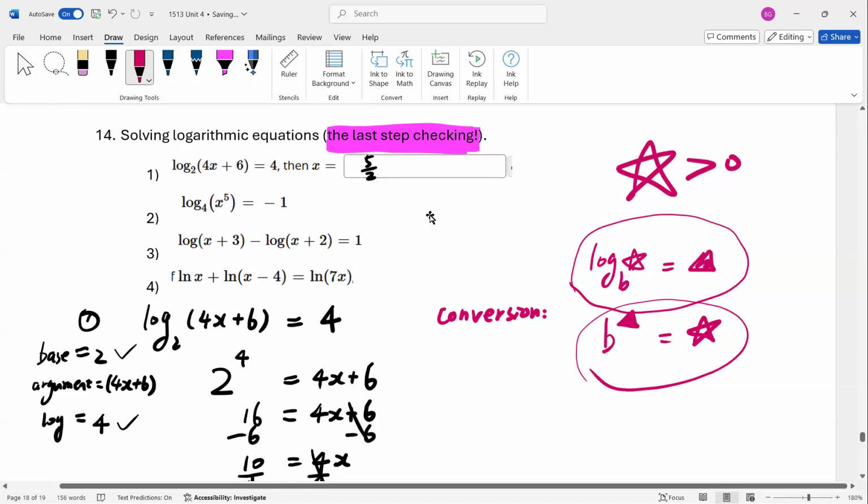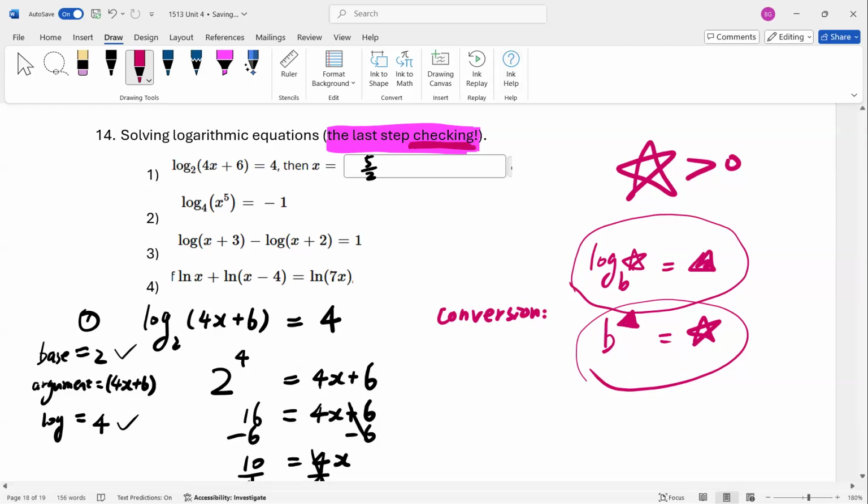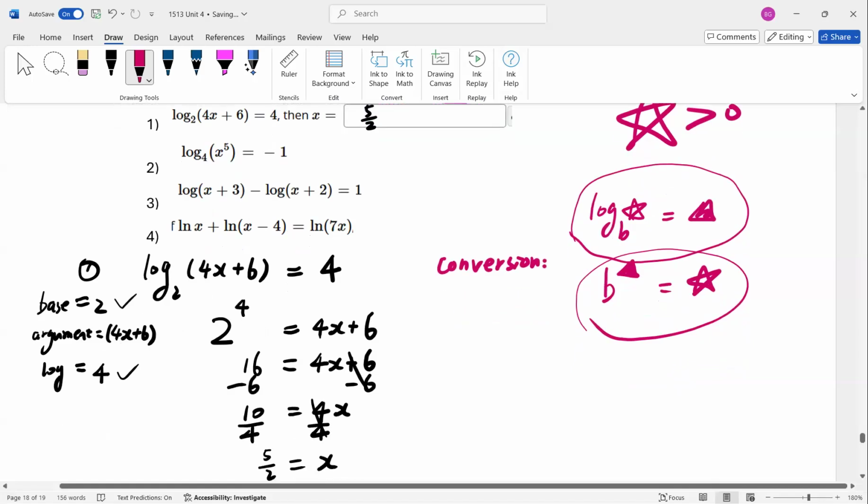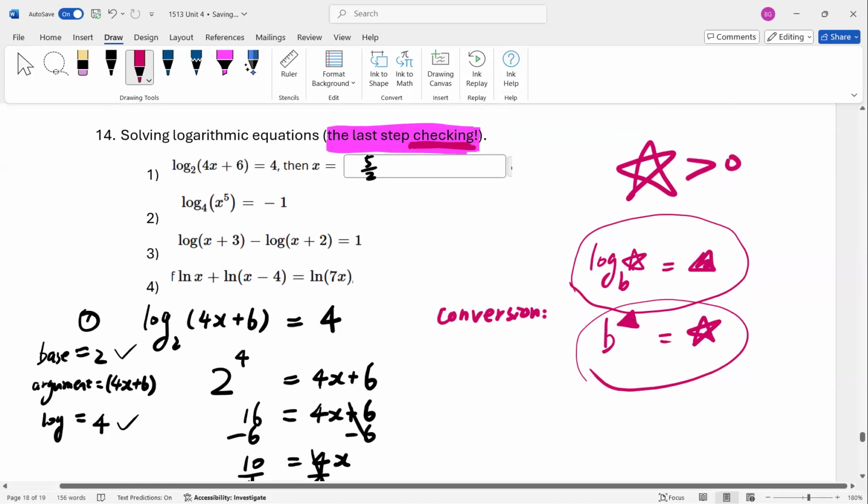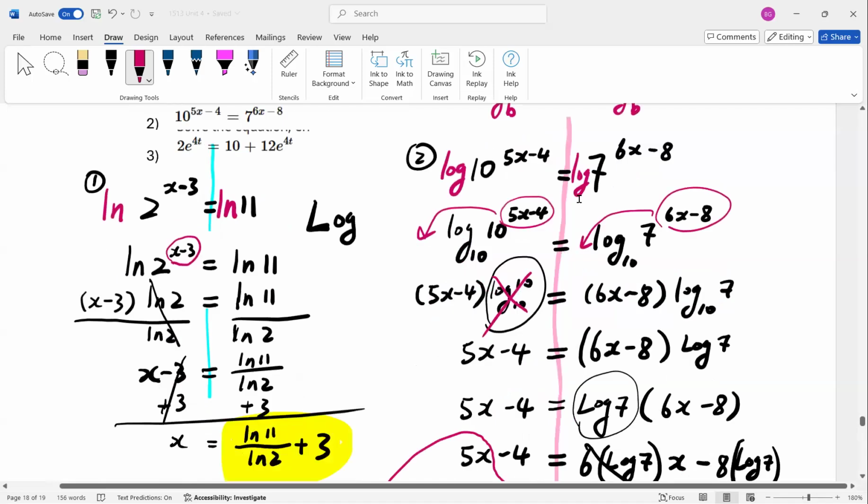We do need to check. Very, very important. And that's that problem. It's a good one, not very intricate.